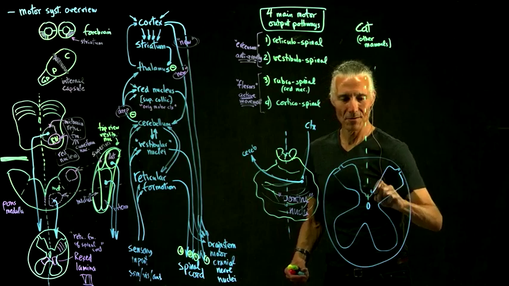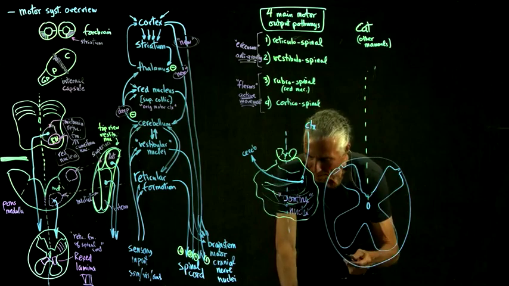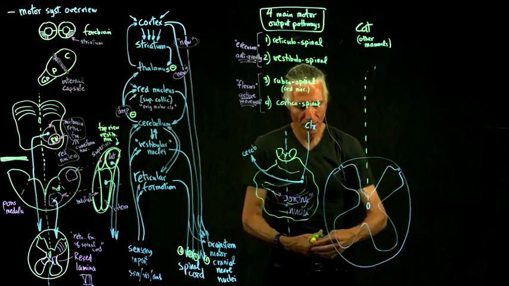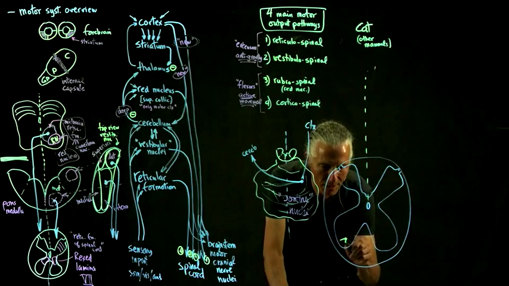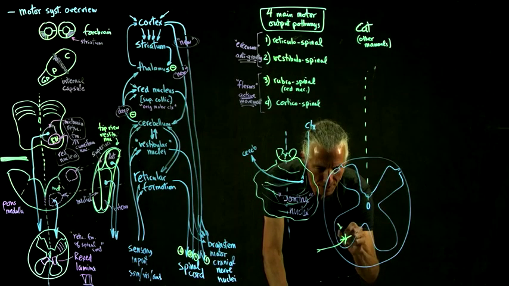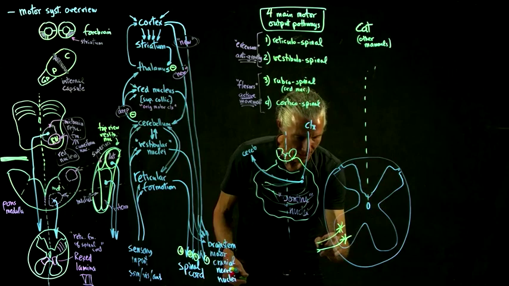Okay, there we go. If we look down at the very bottom, we find the actual motor neurons. Down here you've got the actual motor neurons that are going out and synapsing on the muscles. So here's another motor neuron, and it punches out of the spinal cord and synapses on, these are supposed to be muscles.